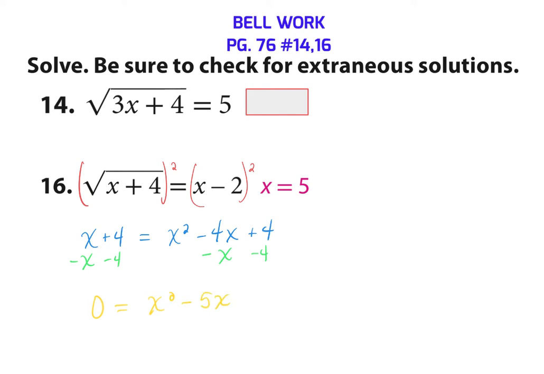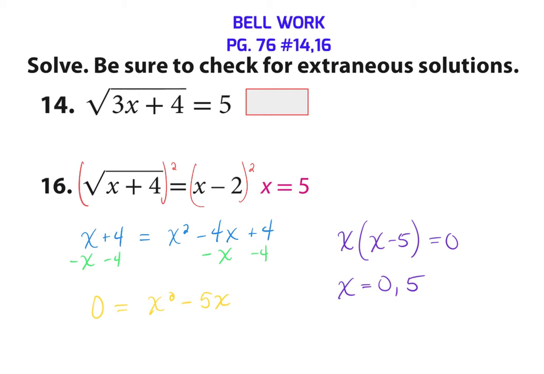Solve by factoring. How do I factor that? Yeah, just take an x out. So I have x and x minus 5. My two options here are that x can equal 0 or 5. I need to plug it in, though. I need to check for extraneous solutions per the instructions there.